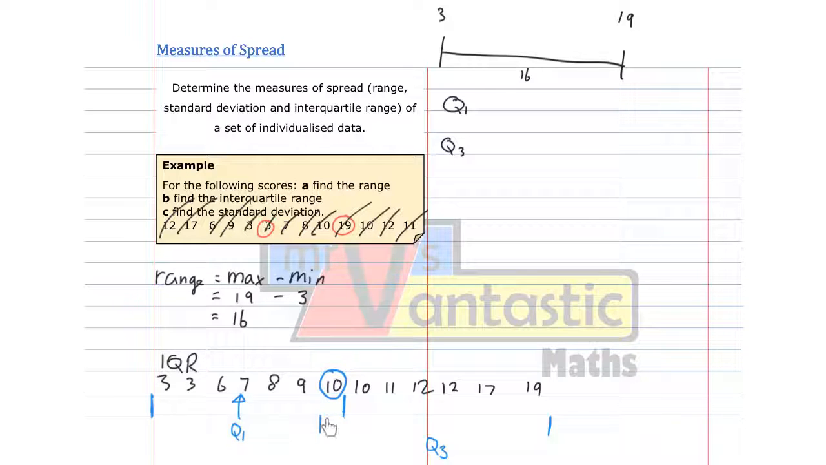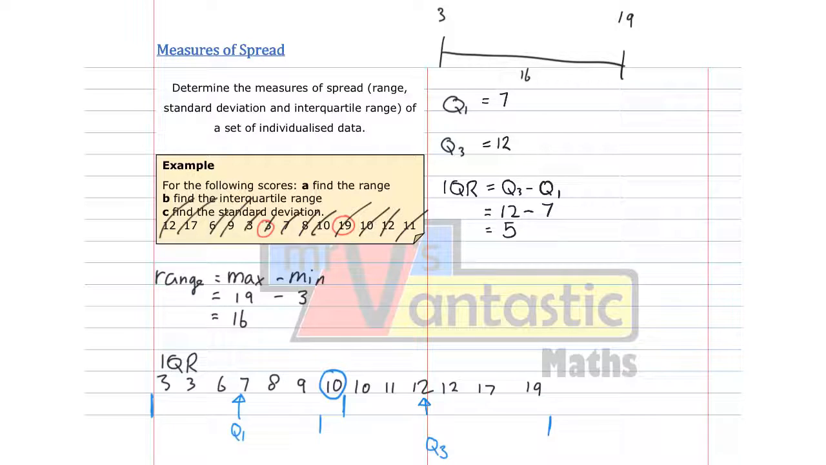It's exactly in the middle of the first half. And looking at the second half, our middle number is again going to be right in the middle, which will be this 12 over here. So this 12 is our Q3. So if Q3 is 12 and Q1 is 7, then the interquartile range, IQR, is going to be Q3 minus Q1, which is 12 minus 7, and 12 minus 7 is 5. So our interquartile range is 5.